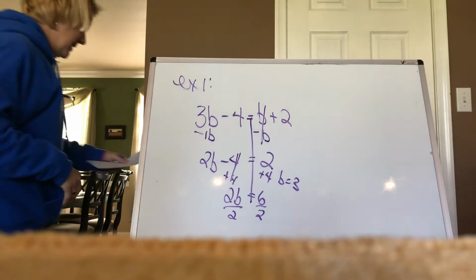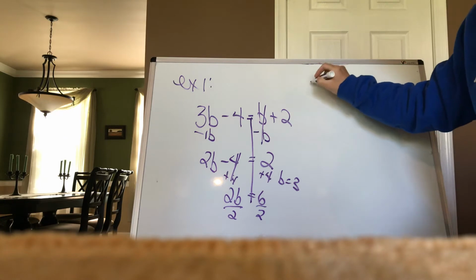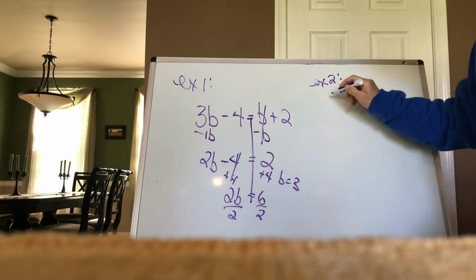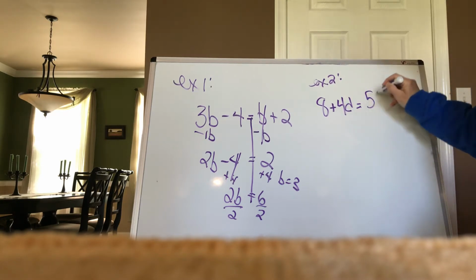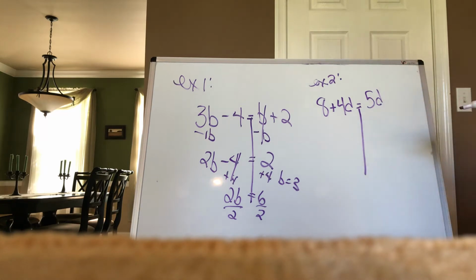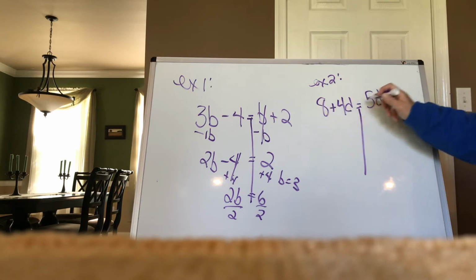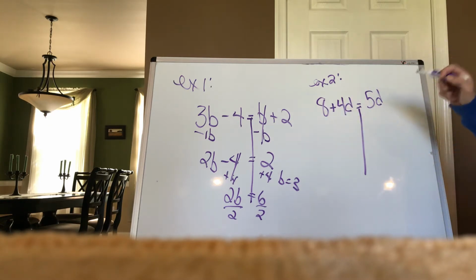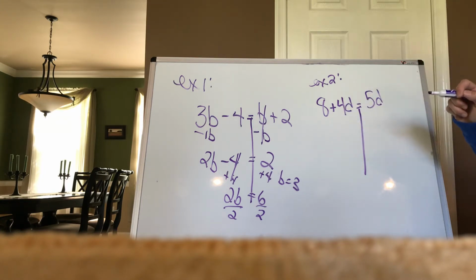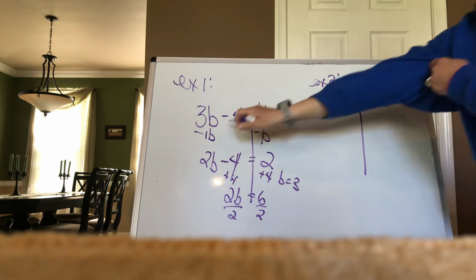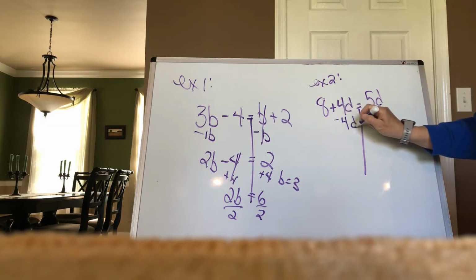Get the variables together. Now, this one is a little tricky. This is example 2. And it is 8 plus 4d equals 5d. Now, I'm going to draw my line down the middle. I cannot simplify this side. 8 plus 4d, that's it, equals 5d, that's it. Now, there's 2 ways I could go about doing this. I could bring this 4d over to the right, or 5d over to the left. I could have done that over here, too. So, let's subtract. I'm going to show you this one both ways.